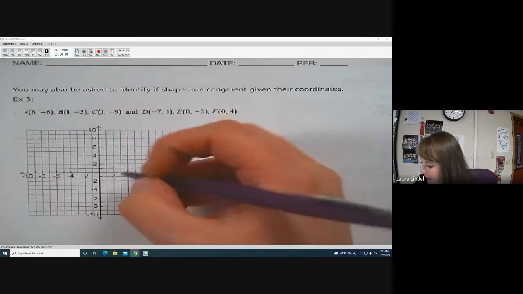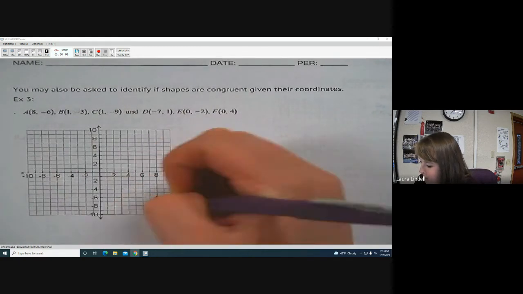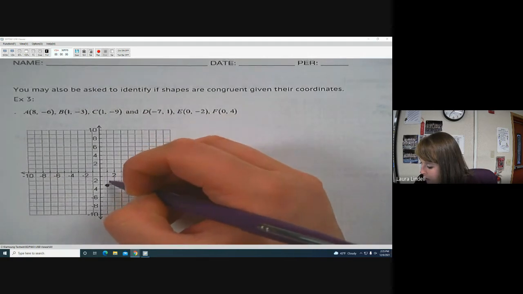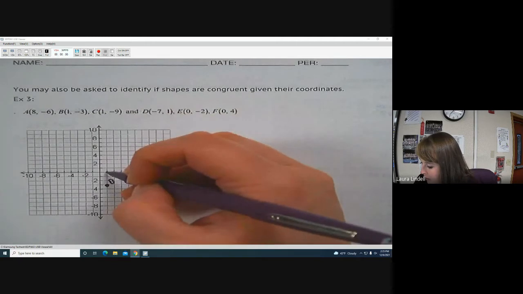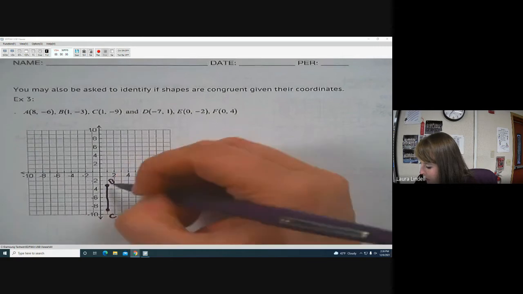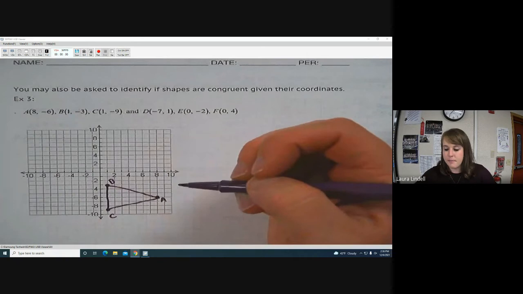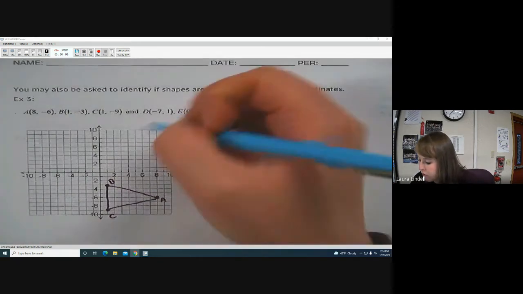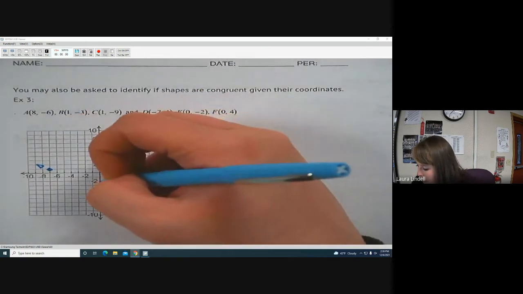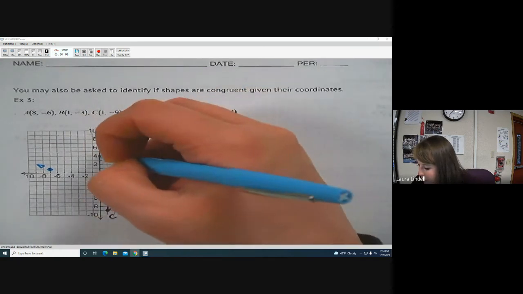A is 8, -6, so over 8, down 6. B is 1, -3, so over 1, down 3. C is 1, -9, so over 1, down 9. Connect the dots. And there we go. The second shape, DEF, D is over -7, up 1. E is over 0, down 2. And F is over 0, up 4.